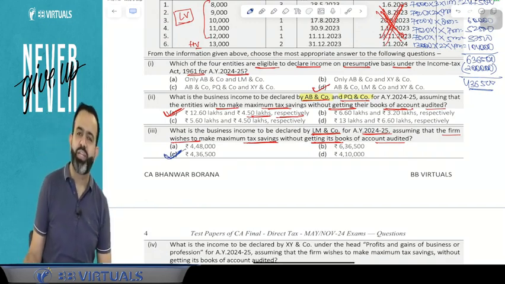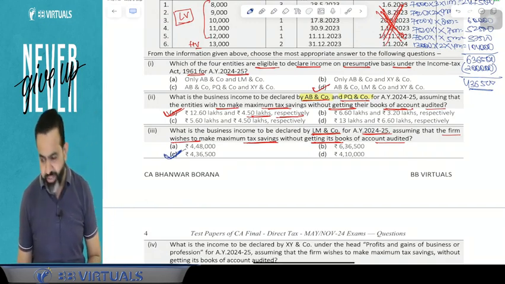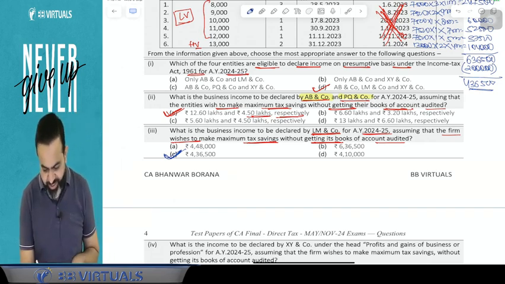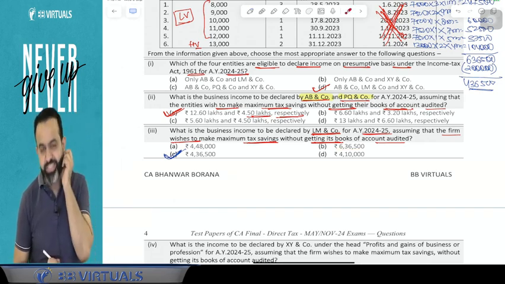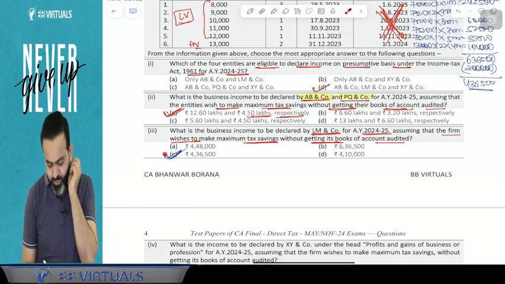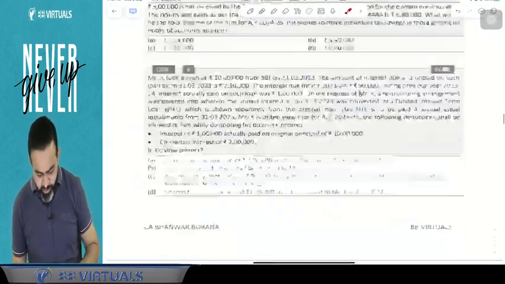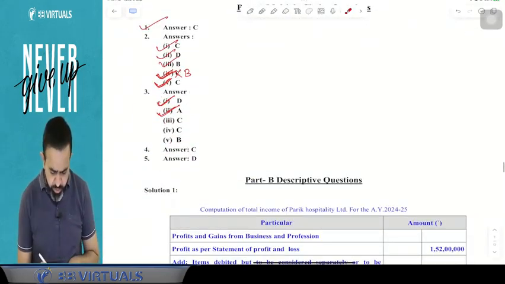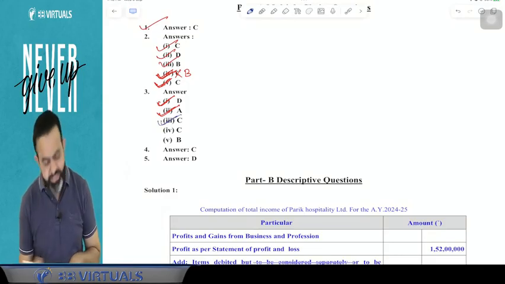4,36,500. C is your right answer. I think in your answer you have written 636, but the right answer is 4,36,500. So for the third question, that C part is the right answer.